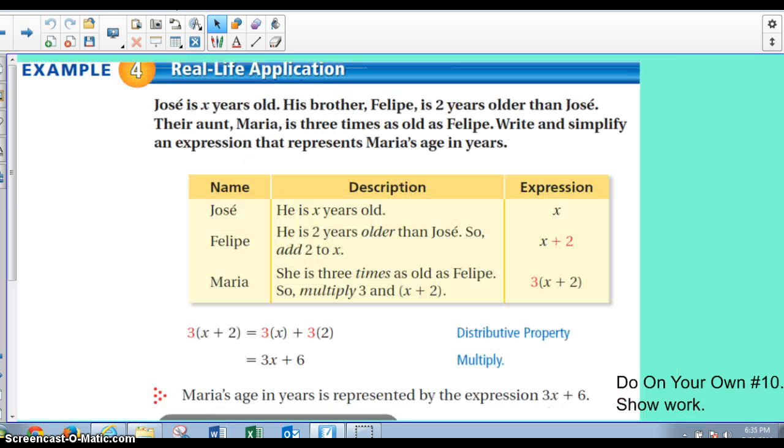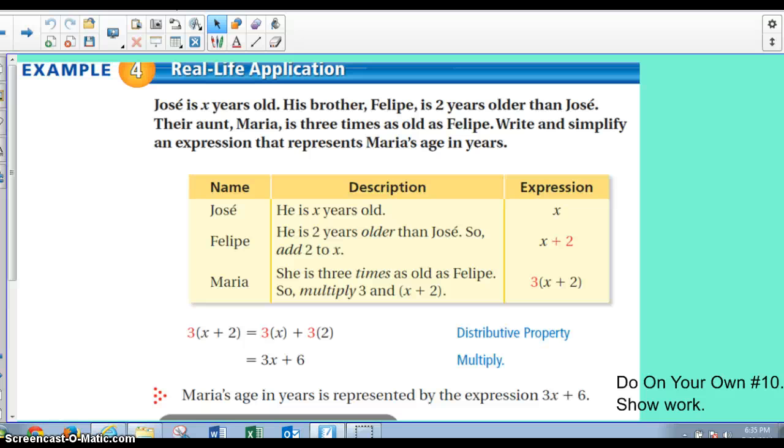All right, here is your real life application. Jose is X years old. His brother Philippe is 2 years older than Jose. Their Aunt Maria is 3 times as old as Philippe. Write and simplify an expression that represents Maria's age in years.